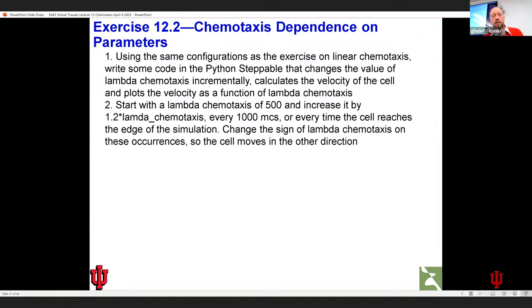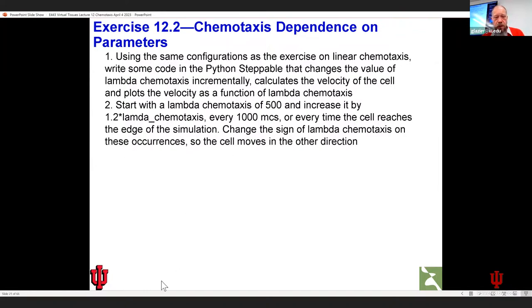So here, I was going to suggest you take that linear chemotaxis code and try taking that simulation we wrote last week and use this new code approach to change the value of lambda chemo in the simulation. And ideally, what you'd want to do is every so often you would change lambda chemo and do something to keep the cell from leaving the simulation. This is actually a rather complicated exercise, and so I'm not going to ask you to do all of it.